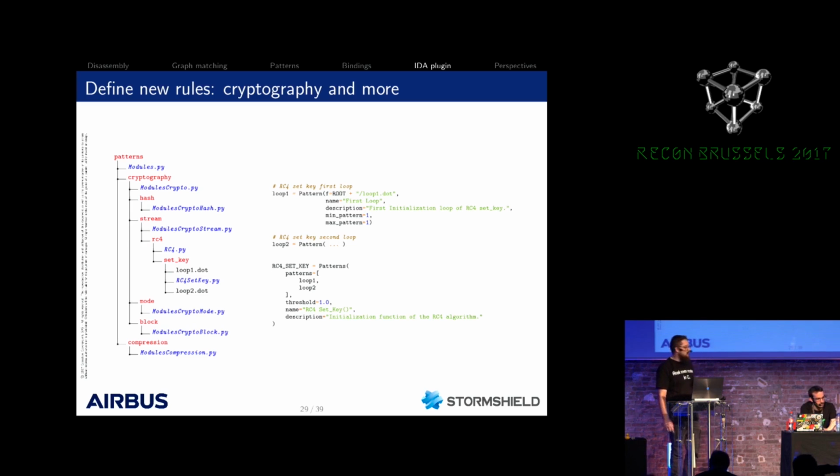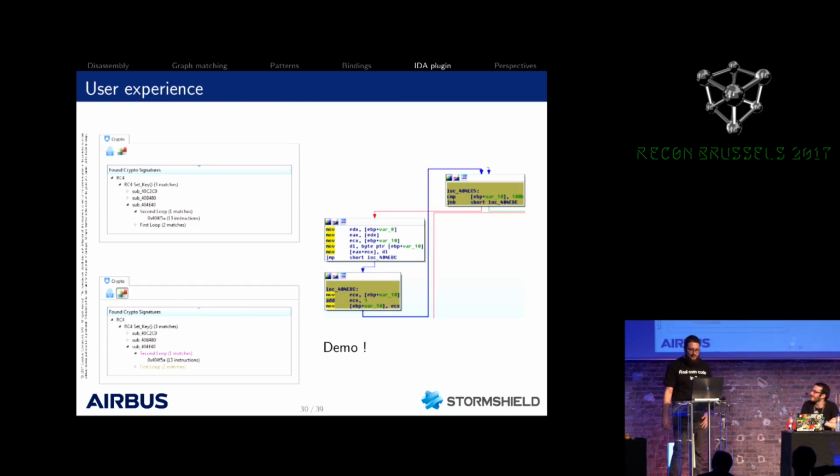We do the same thing for the second loop. Then we create the function patterns, so we give the 2 loops because we must match those two loops in the function set key of RC4. Then we put the threshold, which here is 1, so it means we must get the two patterns to validate the function. Then a name, a description, and so on. So, demo.